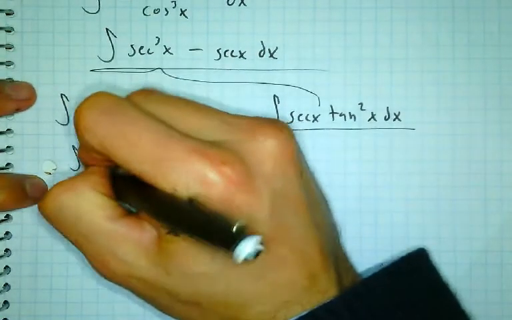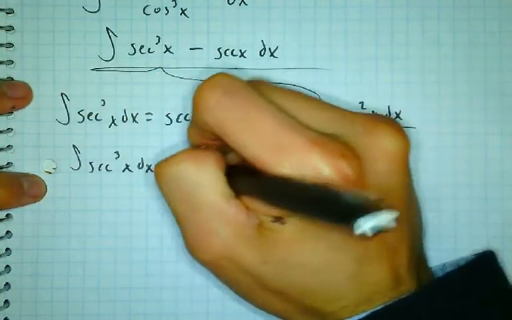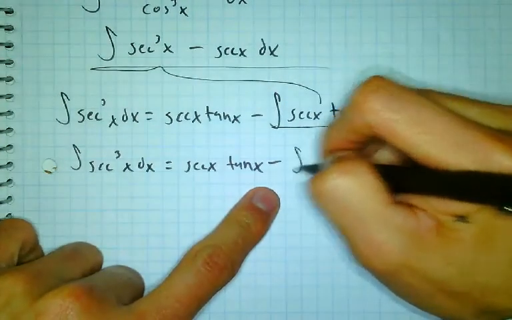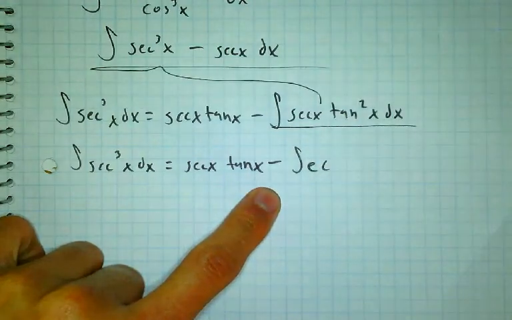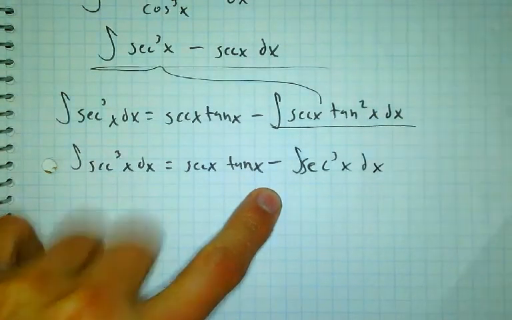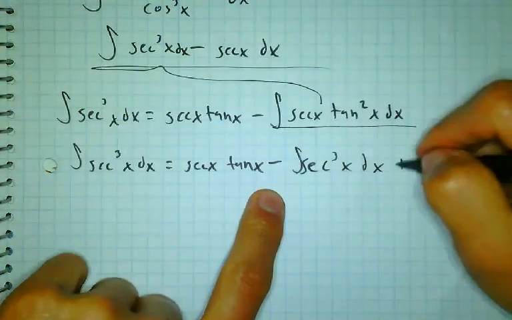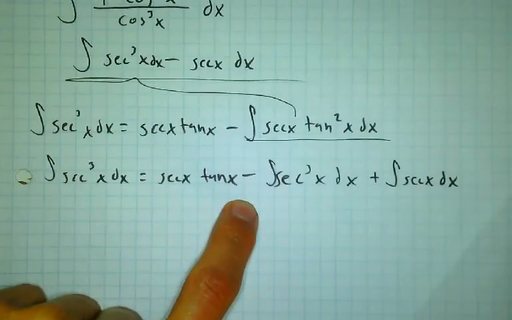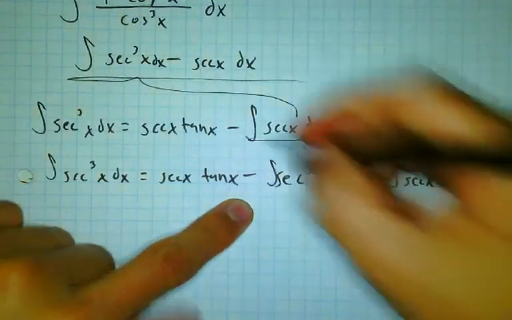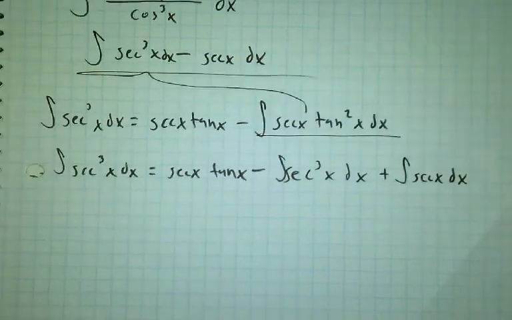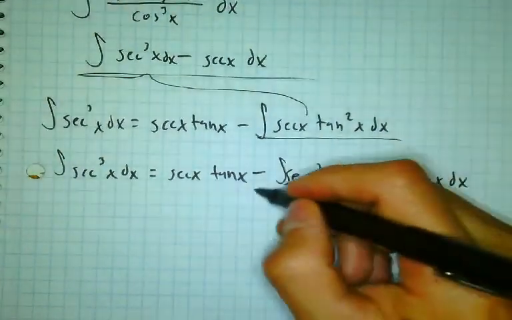So we've got secant cubed x dx is equal to secant x tangent x minus, oops, I used the integral for my secant, the integral of secant cubed x dx, plus the integral of secant x dx, right? No, because remember, when I was simplifying, I ignored that symbol there, so I have to distribute that sign. So now what you are saying is to add this secant cubed to the other side.